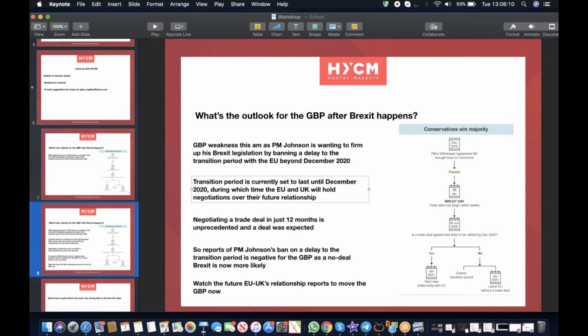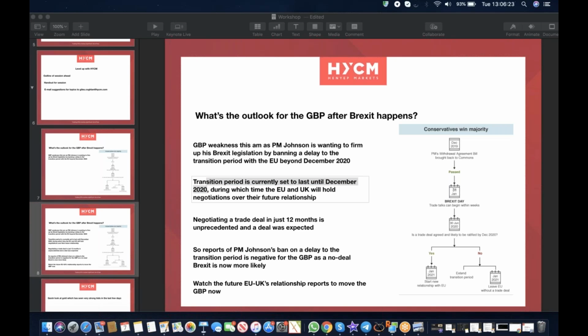So that transition period now is set to last until December 2020. So now there's going to be negotiations about the future relationship between the EU and UK. Okay, and at the moment I will just show you what's going on in the UK House of Commons today.